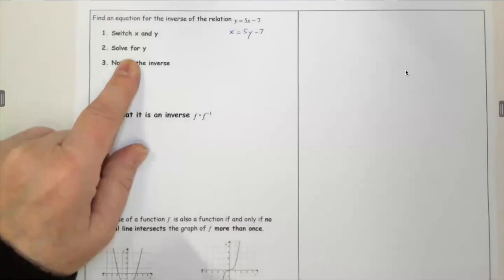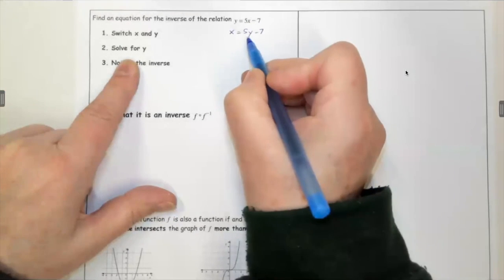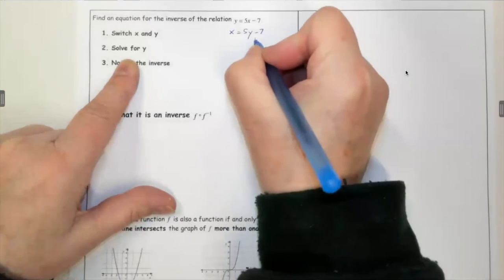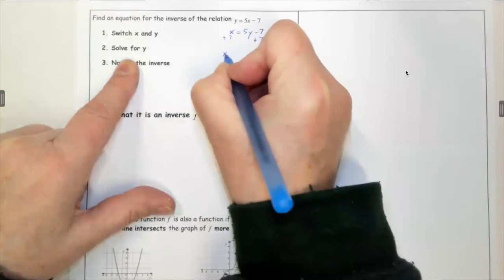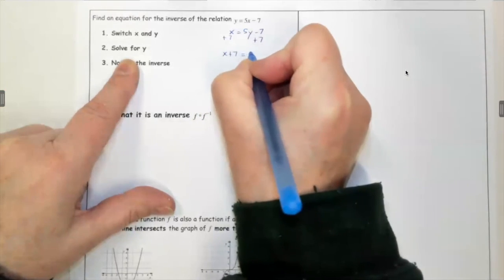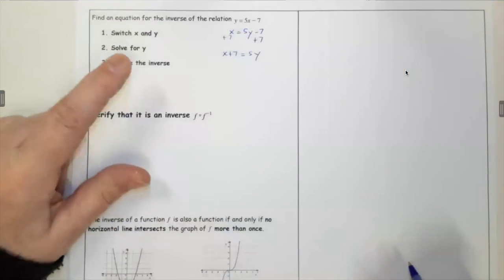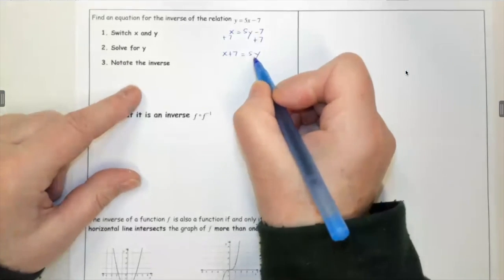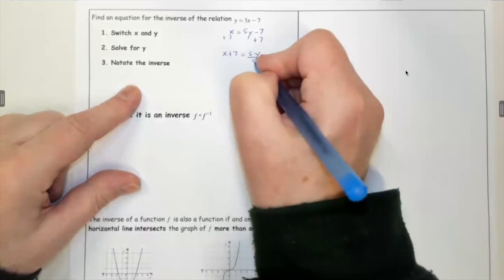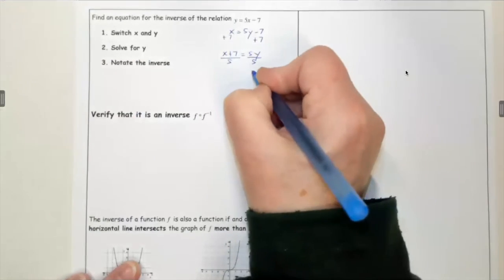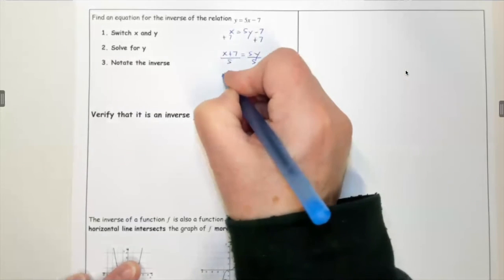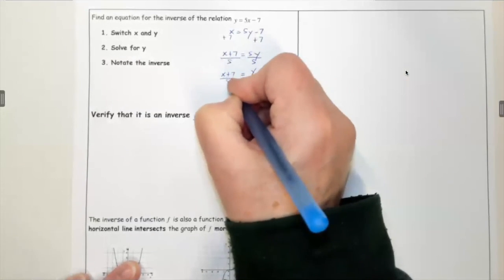Solve for the y term. y is being multiplied and subtracted. I would undo my subtraction with addition. x plus 7 equals 5y, and then I would finish by dividing by 5. Divide this side by 5, divide the left side by 5. We have y equals (x plus 7) divided by 5.